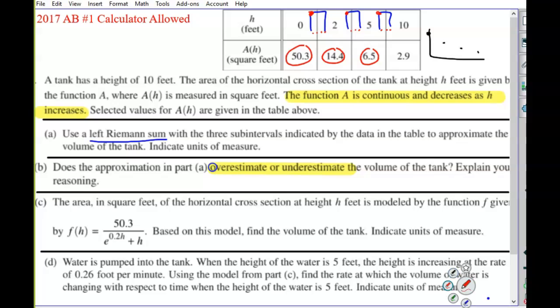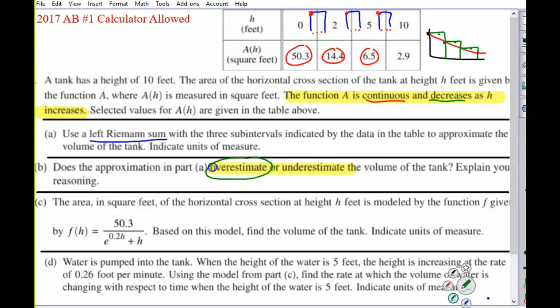Well, if this was a continuous function, which is not, but if it was, well, actually, take it back. It is. And it's always decreasing, so it's going to look something like this. What are we doing? We're doing the left Riemann sums. So if you drew those left rectangles in there, you see that overestimation. The answer we found in part A is over because the function is continuous and decreasing. So therefore, we have an overestimation.